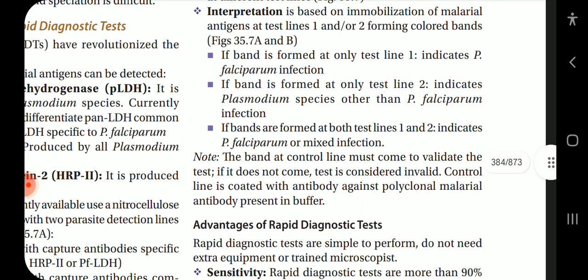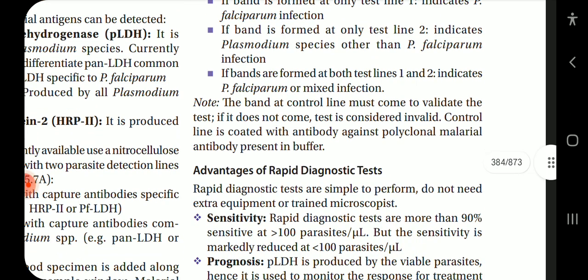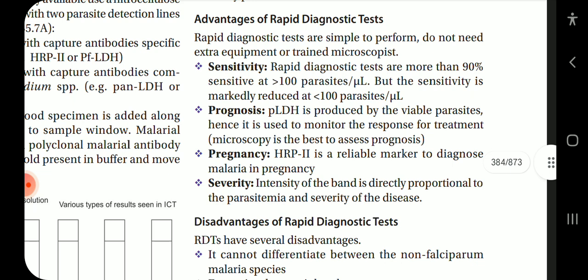If a band is formed at only test line 1, it indicates Plasmodium falciparum infection. If a band is formed only at test line 2, it indicates Plasmodium species other than Plasmodium falciparum infection. If bands are formed at both test line 1 and 2, it indicates Plasmodium falciparum or mixed infection. Note, the band at the control line must come to validate the test. If it does not come, the test is considered invalid. The control line is coated with antibody against the polyclonal malaria antibody present in the buffer.